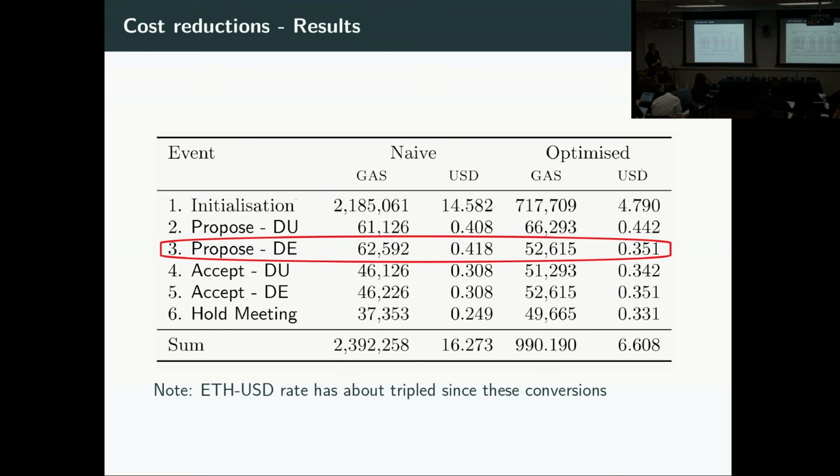And if you look at the cost reductions, you'll see that this is the only one that decreased in gas cost, which is indicative that the more relations an event has, the cheaper, or the less increase, you'll see when compared to the naive implementation.